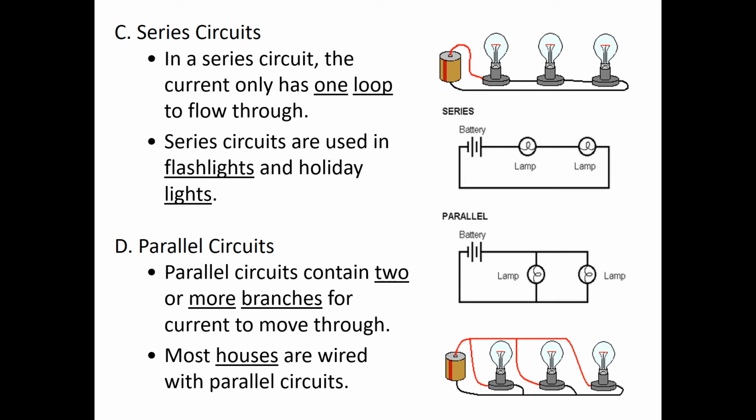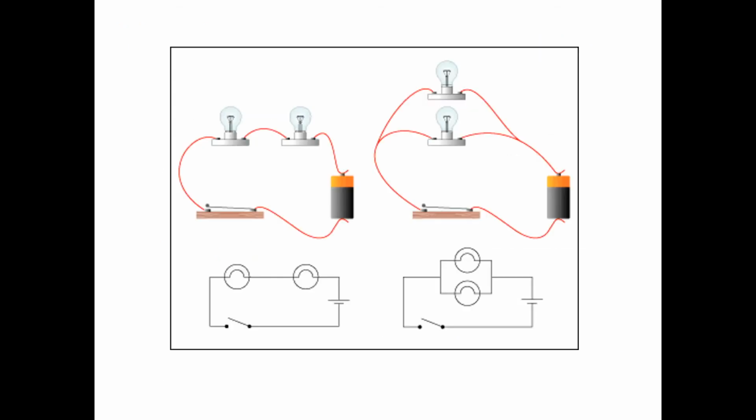Most houses are connected in parallel, which means if you disconnect your TV, everything else in your house still works. So here is a switch. So if you push it down, it'll connect it. So the left side is in series. The right side is in parallel.